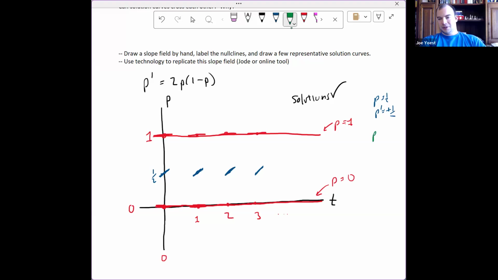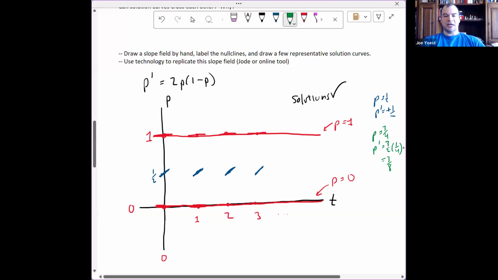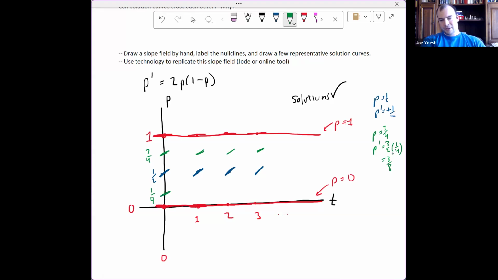I see that if p equals, say, 3/4, p prime is going to be what? Well, it's 3/2 times 1/4. That's 3/8. It's a little shallower than 1/2. It's a little less steep. Or actually down here at 1/4, when p equals 1/4, I'll get the same thing, because 1 minus 1/4 is 3/4. So I still get 3/4 times 1/4 times 2. A little shallower.